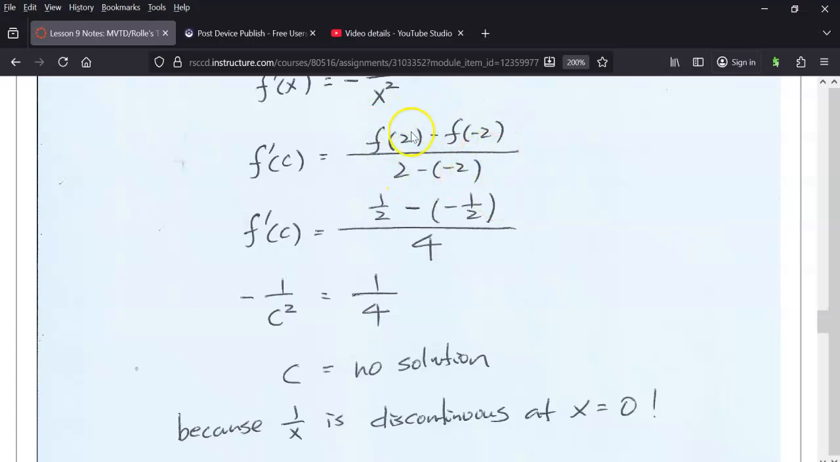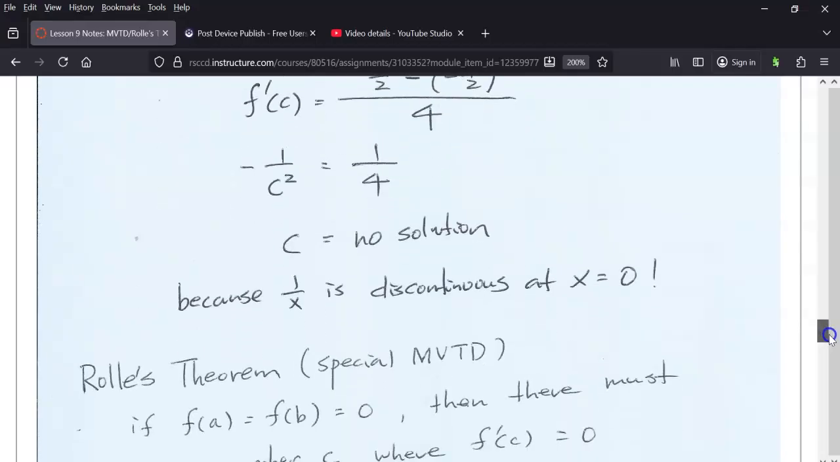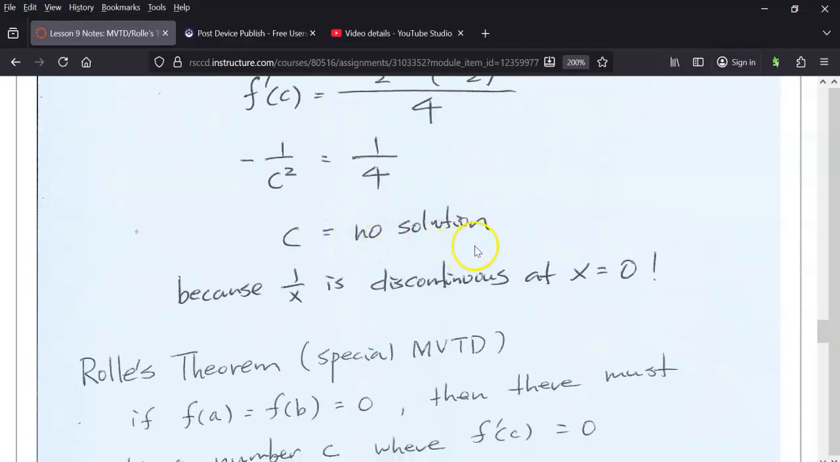That might be easier to see: y2 minus y1 over x2 minus x1. So the slope is 1/4. So -1 over c squared must equal 1/4. Notice c has no solution. If you cross multiply, you get c squared equals -4. There's no such thing. It's imaginary.